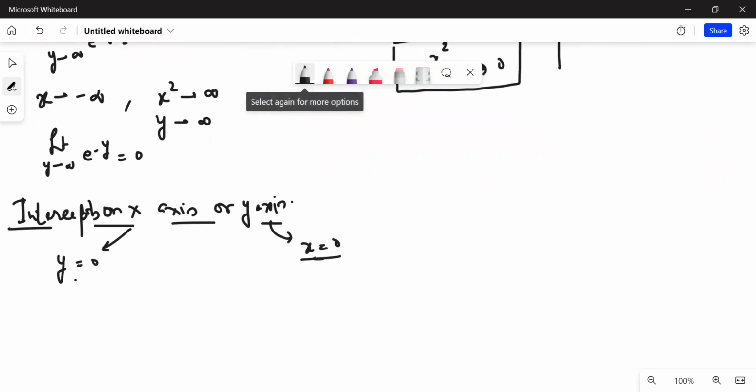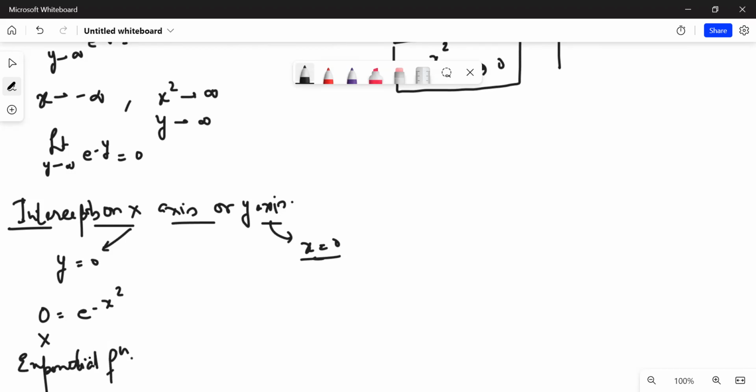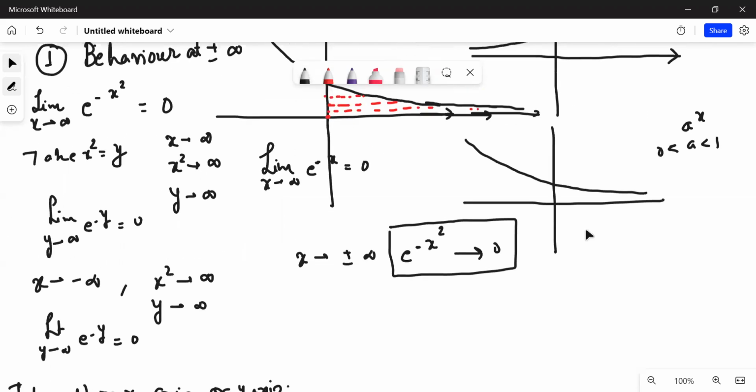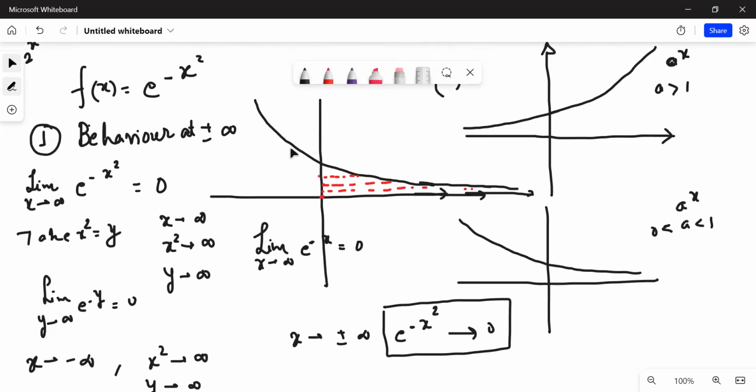So what does it imply? It implies that y should be equal to 0. If y is equal to 0, it implies e की power minus x square should be equal to 0. This is never possible. Always remember that the exponential function is always positive. So it is never going to cut y equal to 0. What is y equal to 0? Y equal to 0 means your x-axis. So it is never going to cut the x-axis.